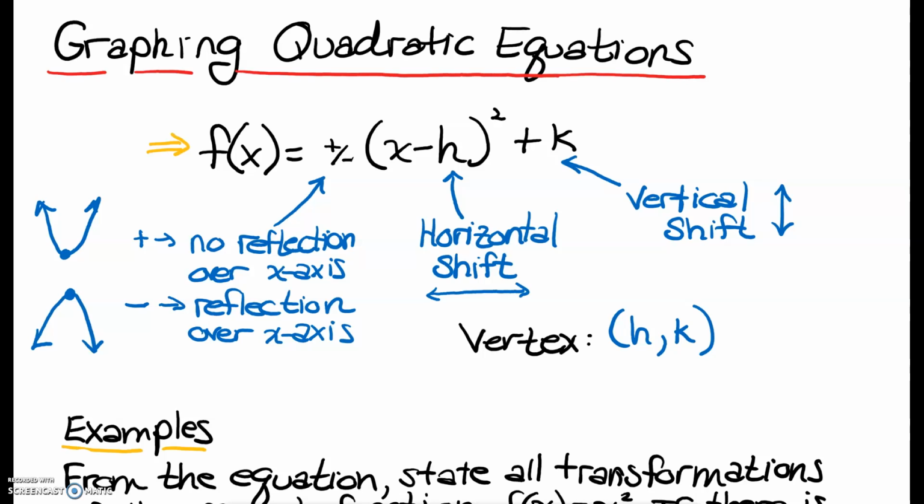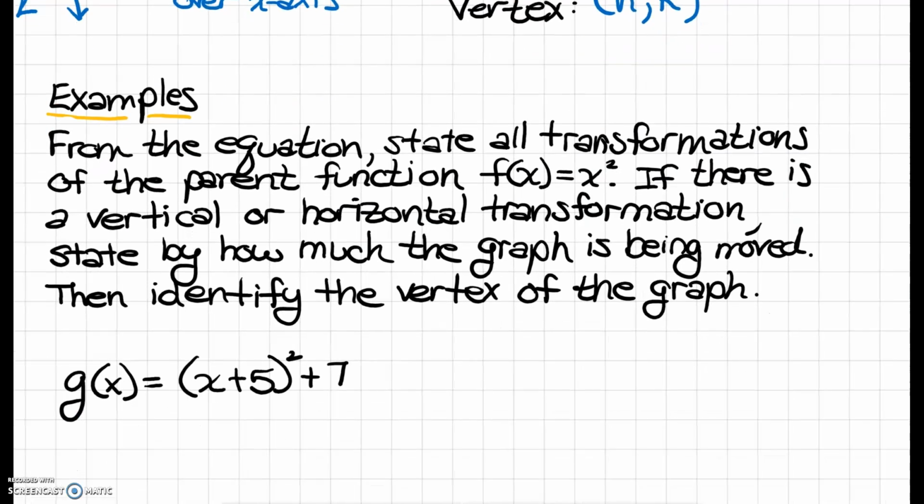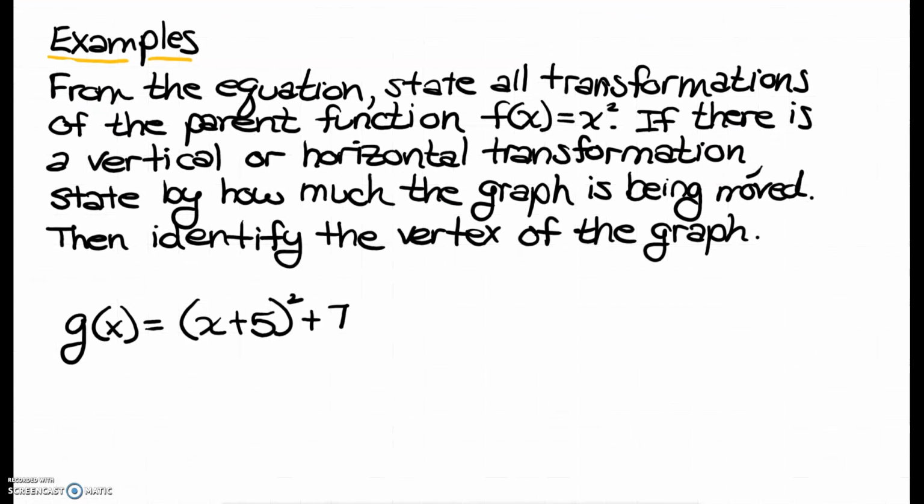So we're going to be taking a look at equations, and we're going to be rewriting each equation so that it's in this form. We're going to be finding our h and k values. We're going to find the vertex. We're going to talk about the horizontal shift, the vertical shift, and then whether there's a reflection of the parent function or no reflection. All right, so the instructions here say, from the equation, state all transformations of the parent function f of x equals x squared. If there is a vertical or horizontal transformation, state by how much the graph is being moved. Then identify the vertex of the graph.